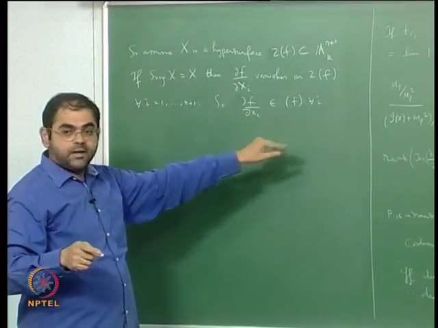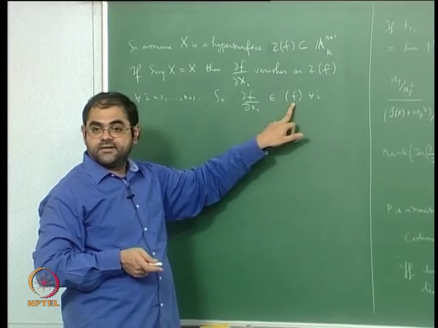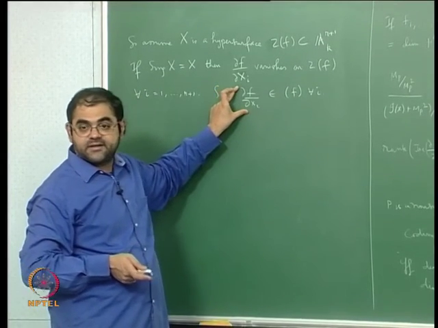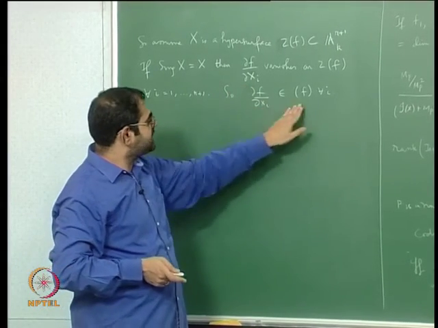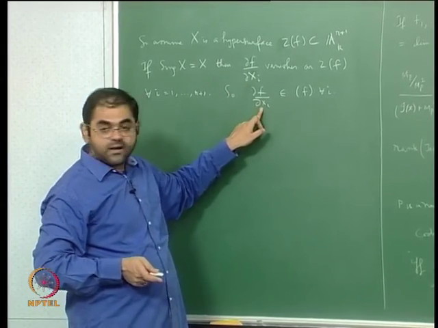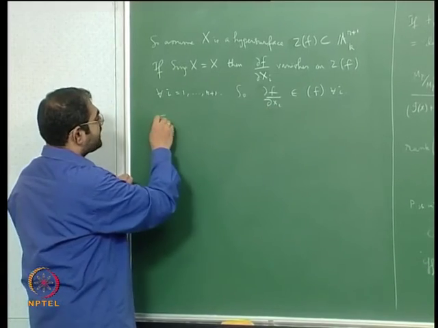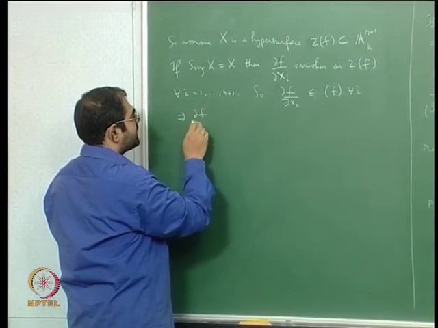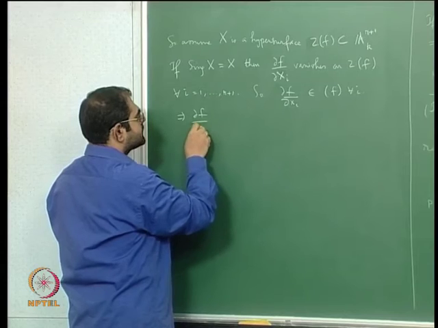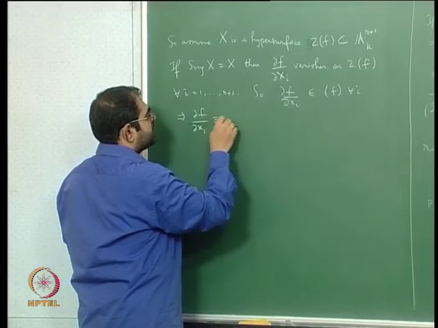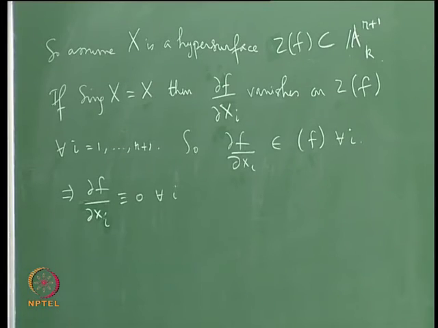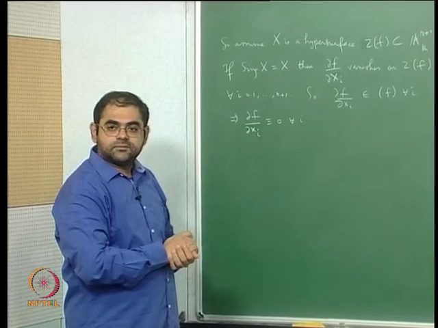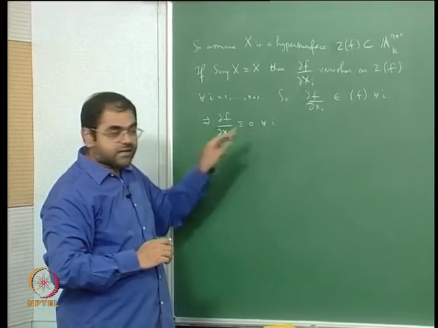So you will get this, but then what is the degree of F? The partial derivative will have degree at least one less, because you have taken a partial derivative, and therefore this condition will tell you that these are all identically zero. So this will imply that ∂F/∂xi are identically zero for all i. It will tell you that all these partial derivatives are identically zero.